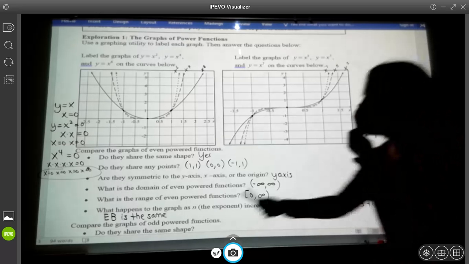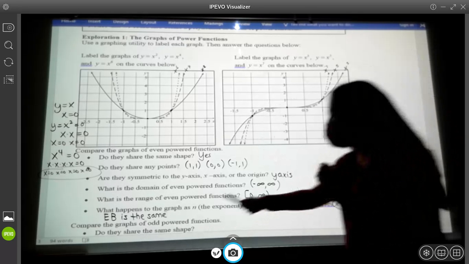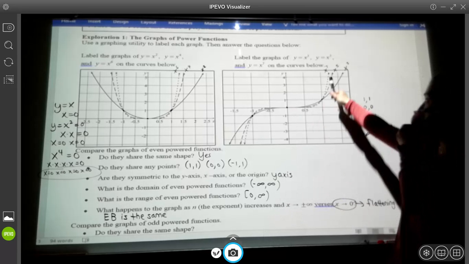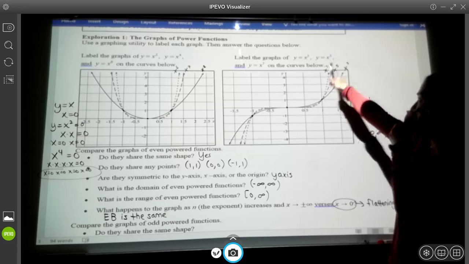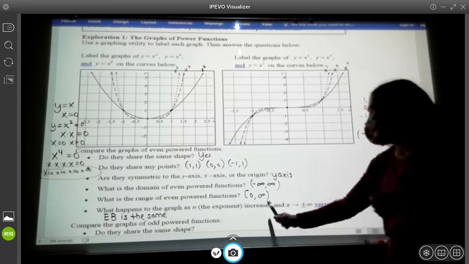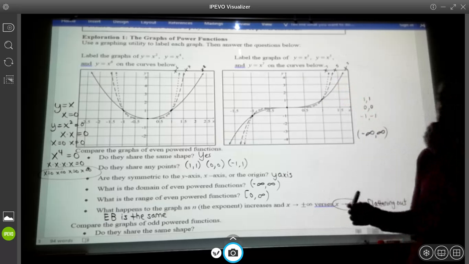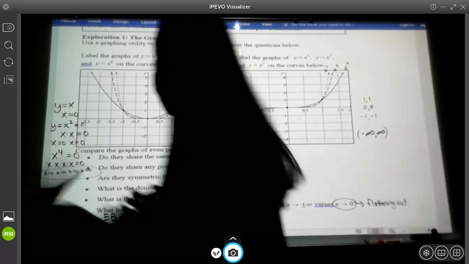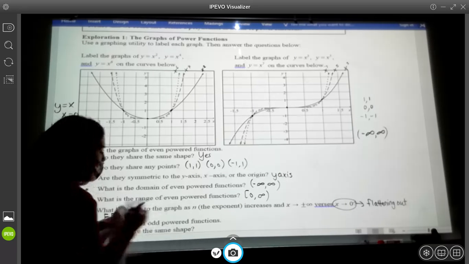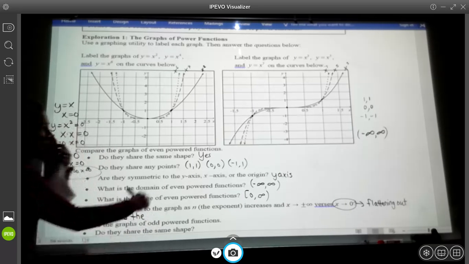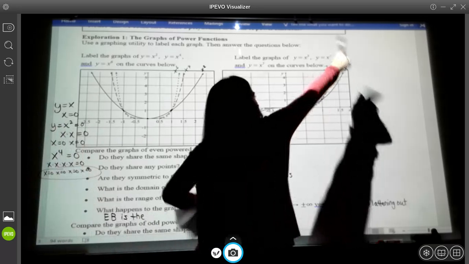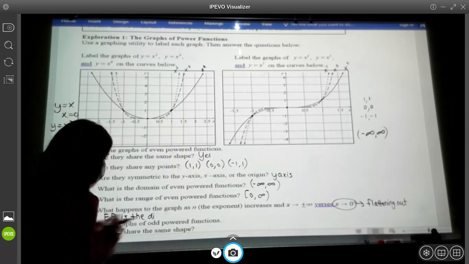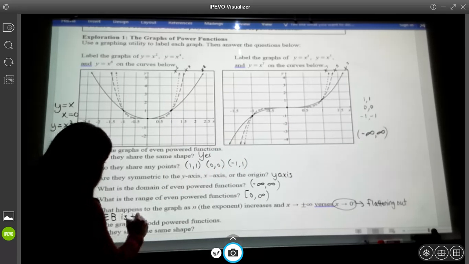All right, and then the big question is, what happens to the graph on the odd ones as the power increases, as it goes from x to the third to x to the fifth to x to the seventh, and x goes to infinity or negative infinity. So basically, guys, what's the end behavior of an odd function now? So let me do this. On an odd one, end behavior is this end is going to infinity, this end is going to negative infinity. So the end behavior is different, or say the opposite.